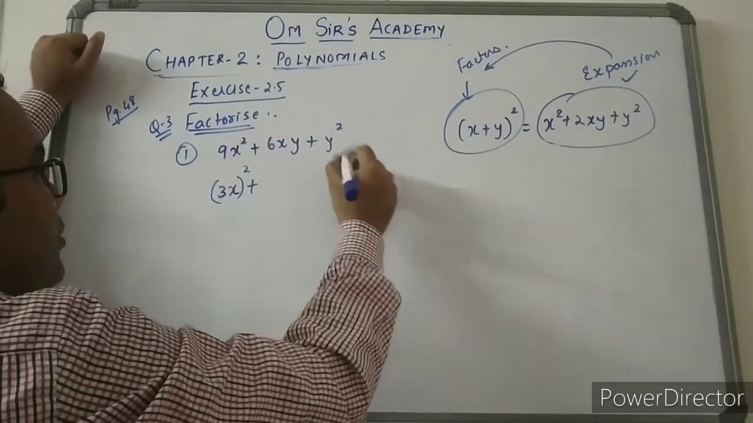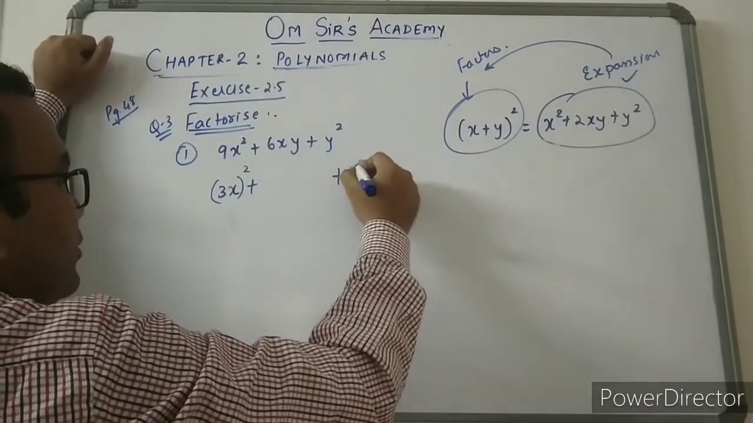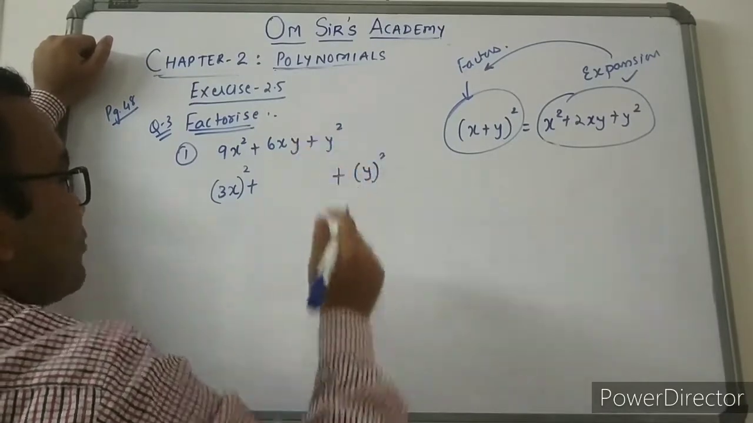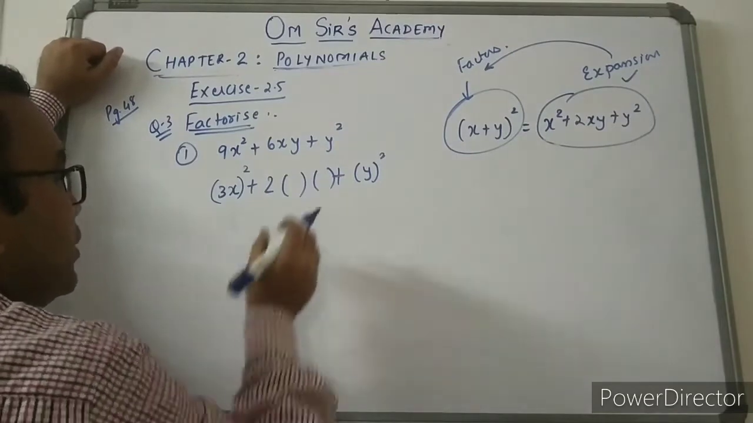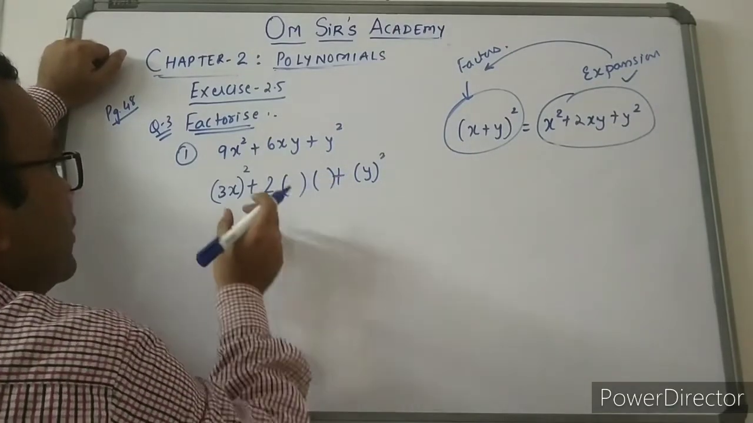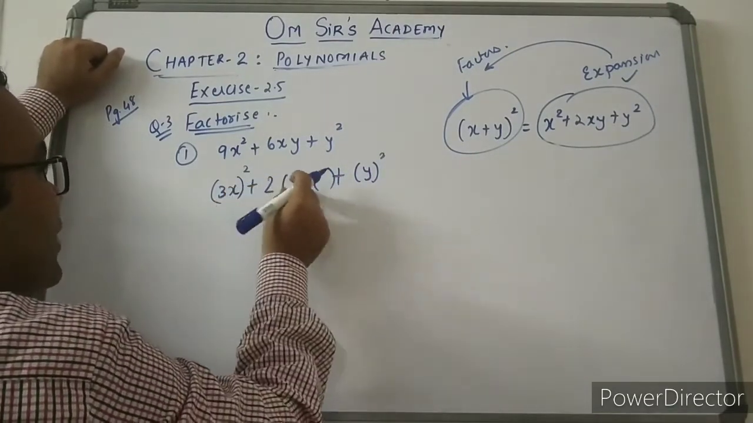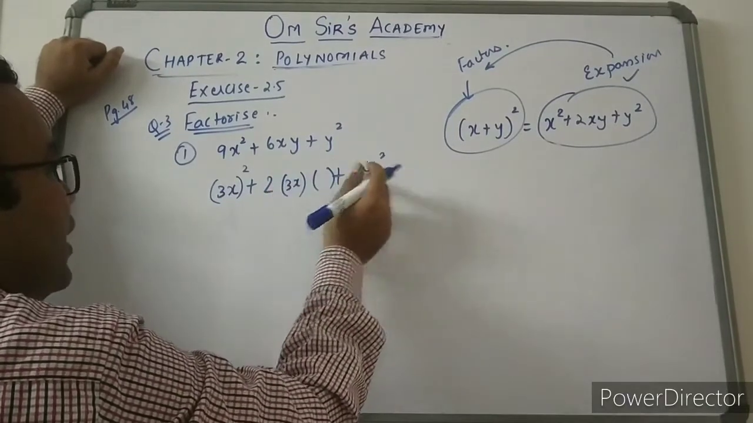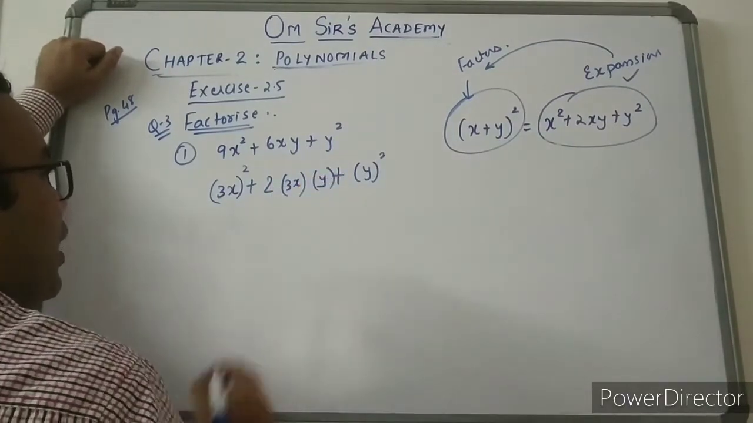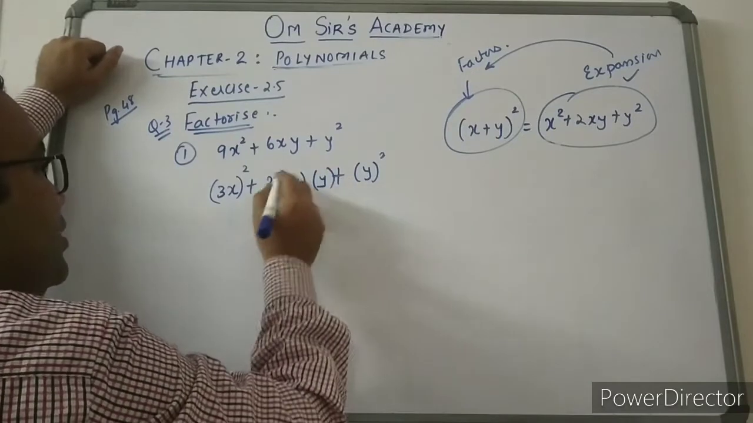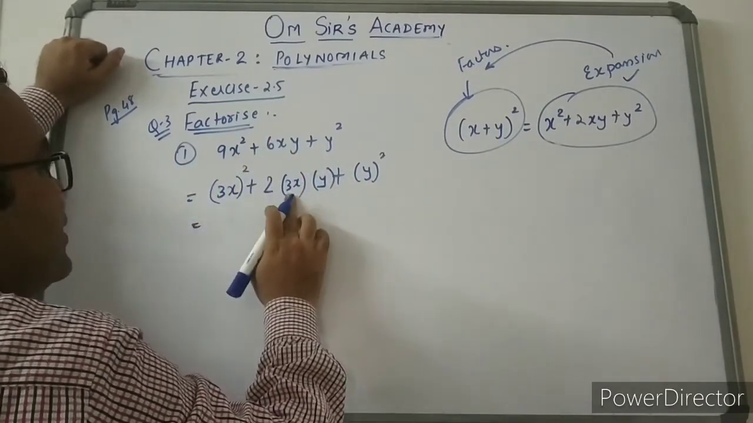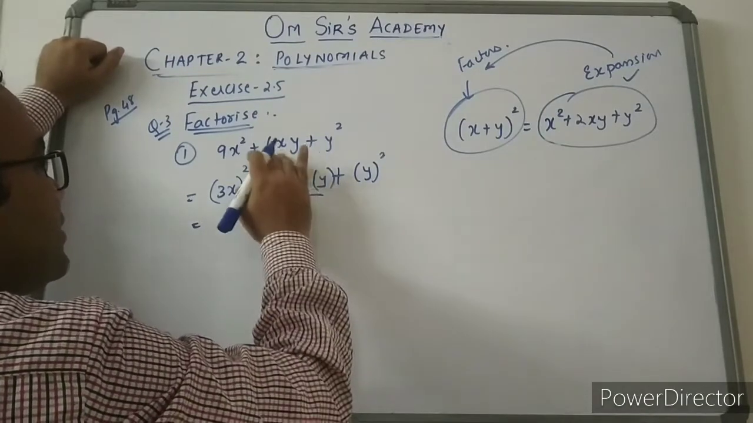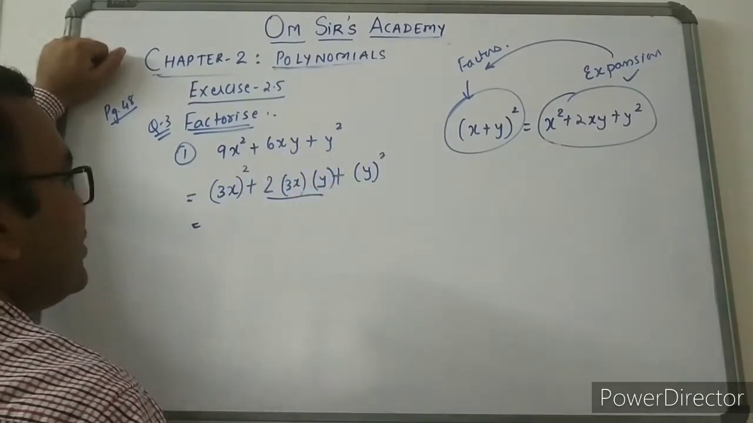9x square plus the last term's square, that is a perfect square of y, y square, plus 2ab. Leave two brackets between them and put the first term, that is 3x over here, and the last term y over here, and then check whether this middle term is equal to this middle term. 2 into 3 is 6, 6 into xy, this is 6xy, yes, so it matches with this term.